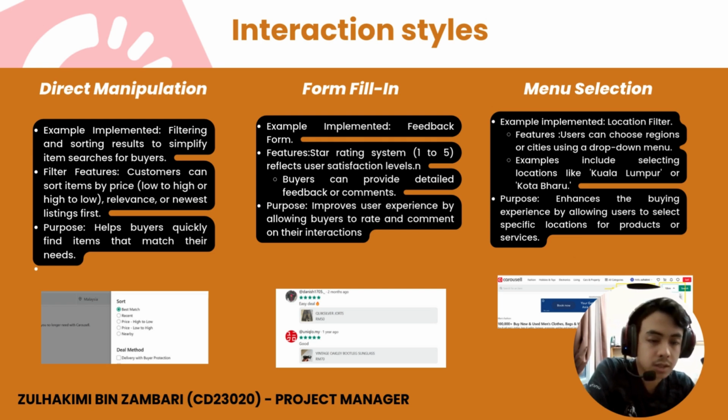So the last is menu selection. The example is a location filter. The feature is users can choose regions or cities using a drop-down menu. The purpose is to enhance the buying experience by allowing users to select a specific location for products or services.